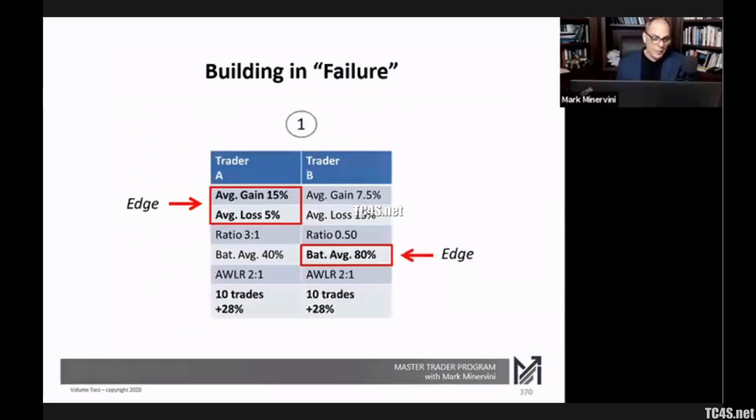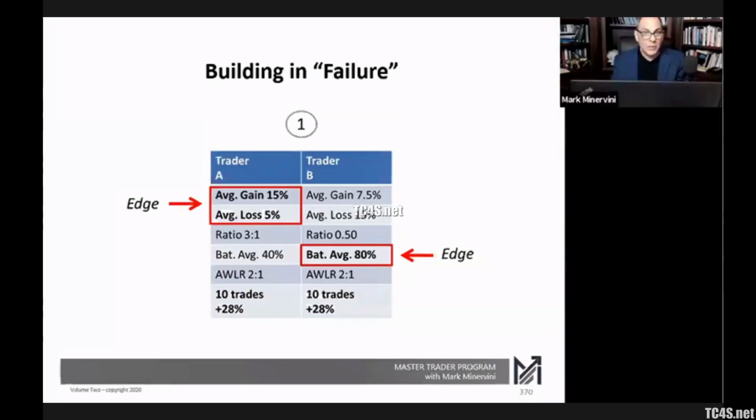Let me show you what this means. This is the concept that I call building in failure. Very simply, it just means that we want to have our stock trading, or our system, if you want to call it that, built so that we've built in a lot of trouble. So if we were not to have a successful streak in the market, if we have a losing streak, or we're not right very often, it's not going to blow us up.